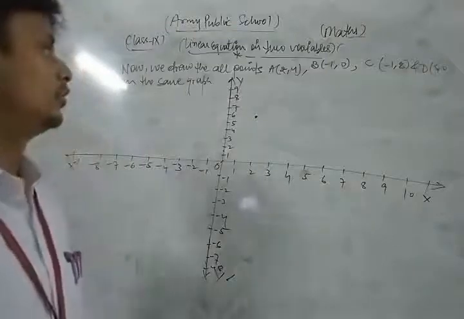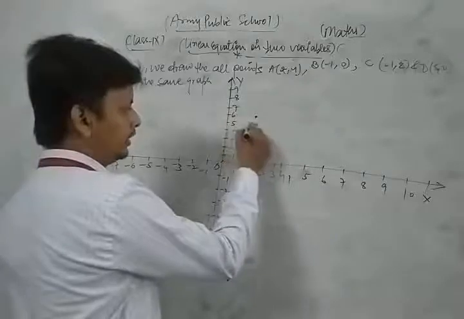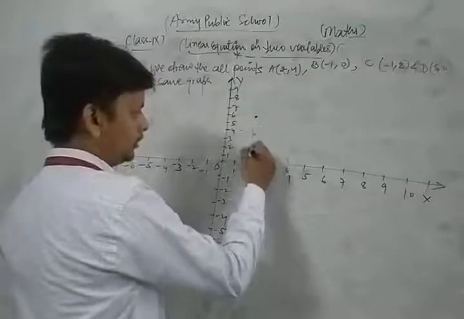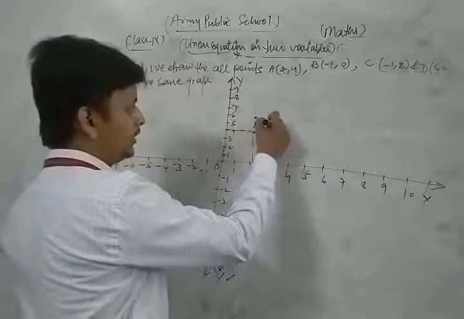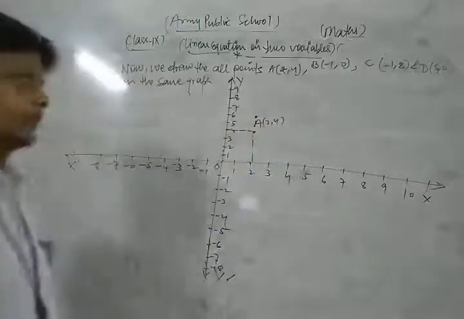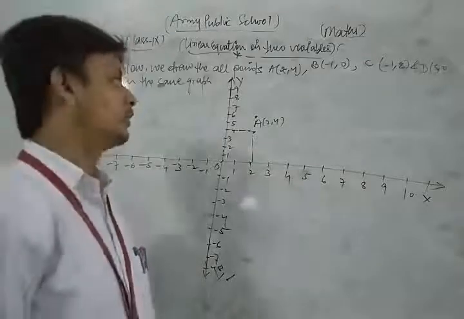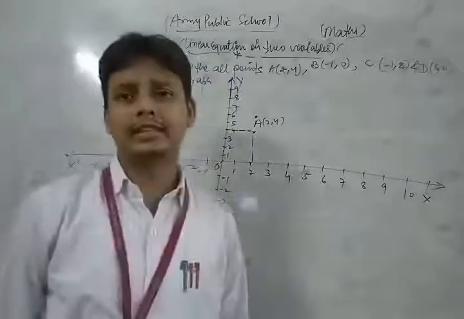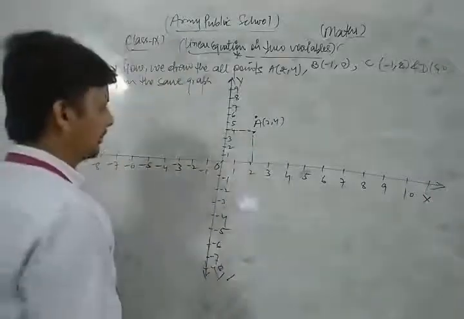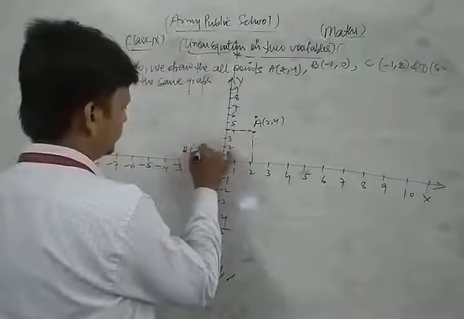Look, (2, 4): abscissa 2 and ordinate 4. So 2 and 4 here. So point A lies at that place. This is A (2, 4). Now the next point B is (-1, 0). (-1, 0) lies on the x-axis only, no? -1, 0 at that place. This is (-1, 0).